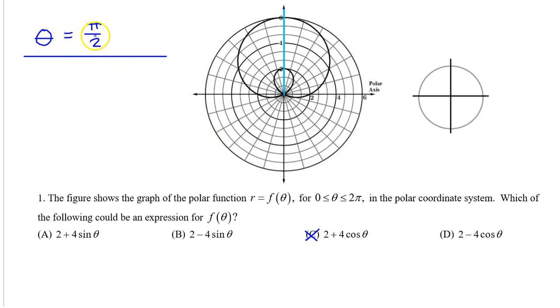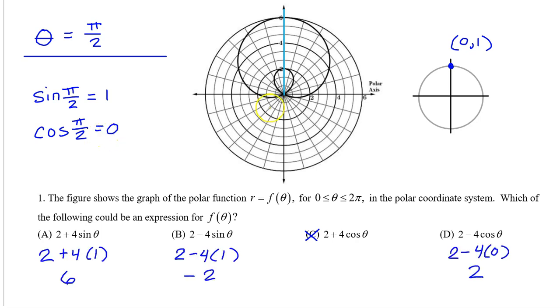Next, let's let theta equal pi over 2 and see if we can eliminate more options. At pi over 2 on the unit circle, we have the point 0, 1. Again, sine is the y value and cosine is the x value, so the sine of pi over 2 is equal to 1 and the cosine of pi over 2 is equal to 0. Making these substitutions, we find that these are the values of the three remaining options. At pi over 2 on the graph of f of theta, we see r values of 6 and 2, but not -2, so that means option B is out.